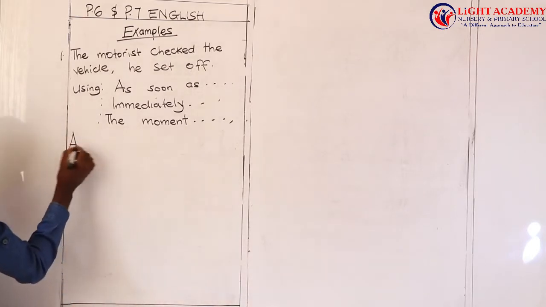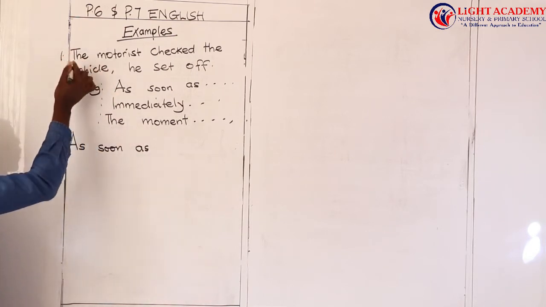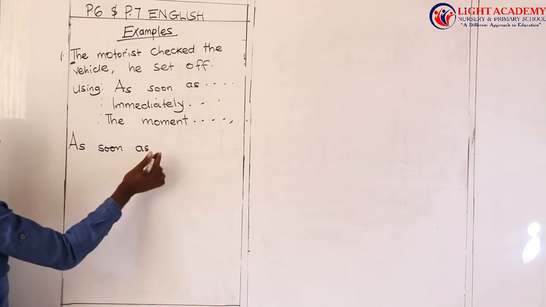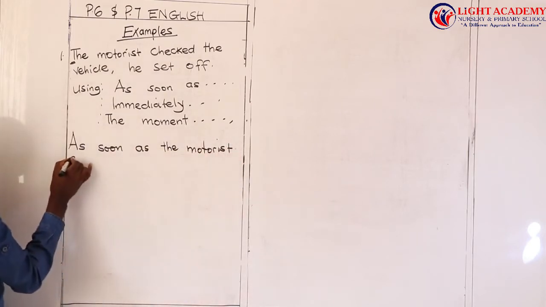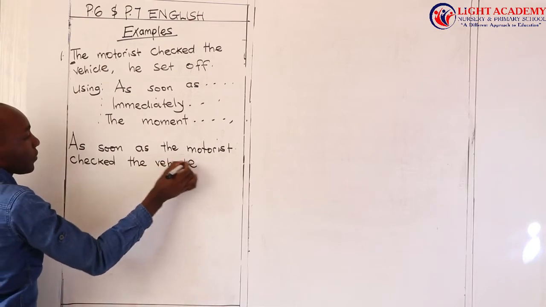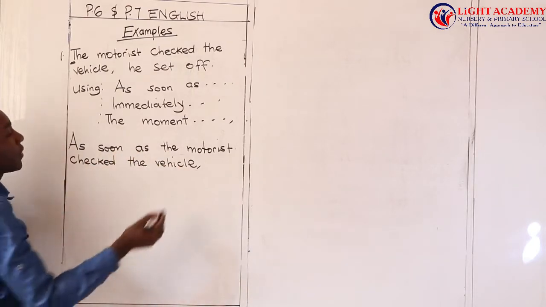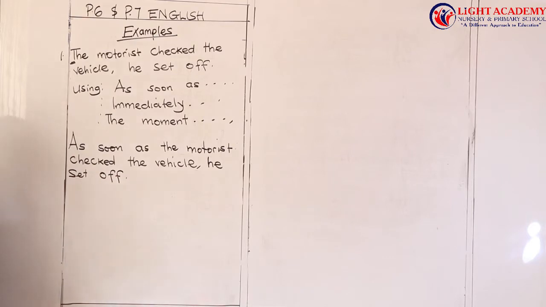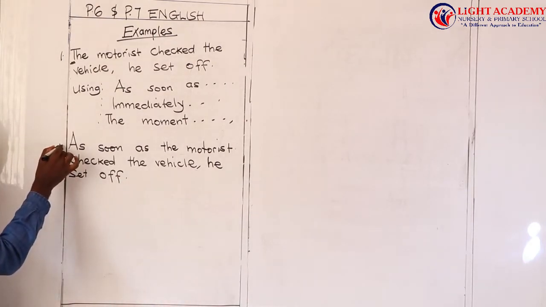Thank you for following. And therefore, we shall say, as soon as. This one here will change to a small t because we are using it now within the sentence. As soon as the motorist checked the vehicle, you put a comma to separate the first action from the second action, he set off. Put a full stop. If you forget a full stop, the answer will be wrong. This is our number one.